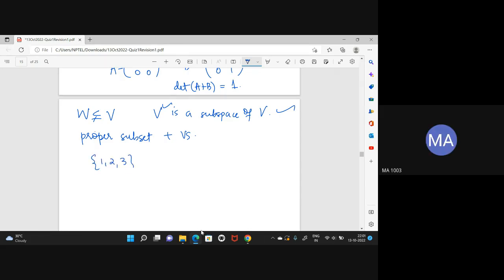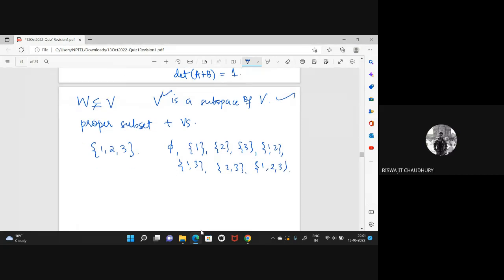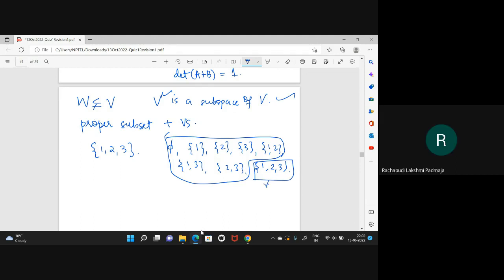Take the set 1, 2, 3. What are the subsets of this set? The subsets are 1, 2, 3, 1 2, 2 3, 1 3, the empty set, and 1 2 3 itself. How many proper subsets are there? 2 to the power n minus 1, which is 7. All these are proper subsets, right? The set itself is called an improper subset, so we should leave that particular set.